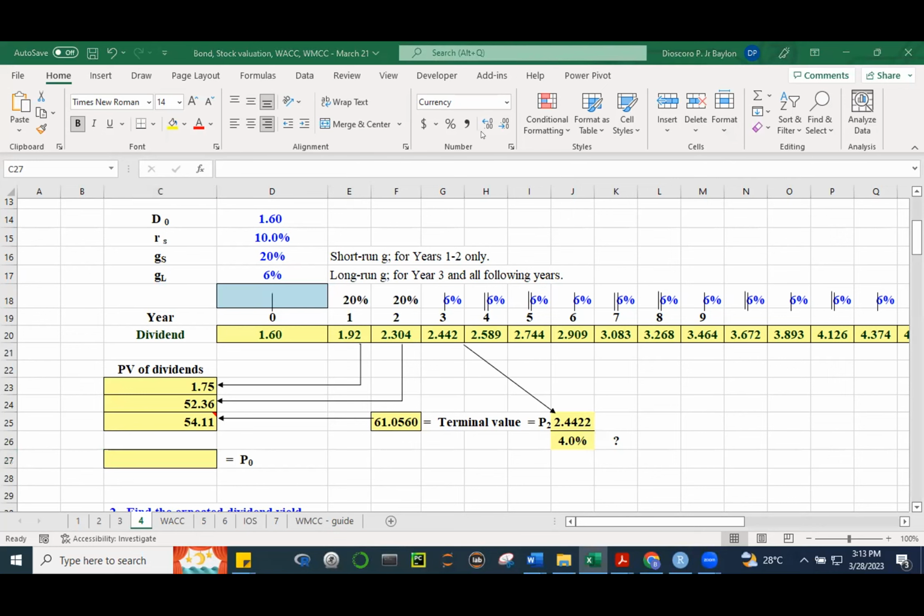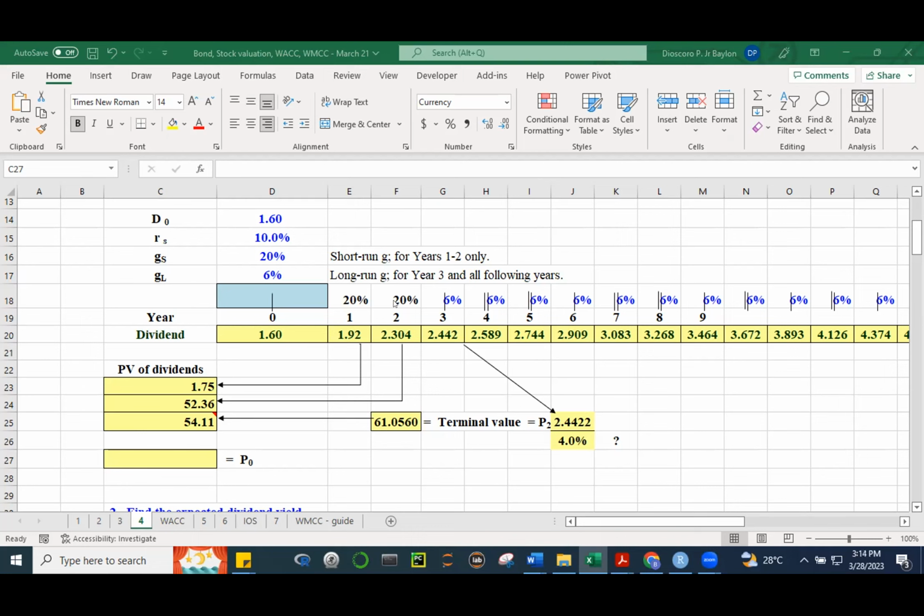All right. So we're told that the dividend now is 1.6. So it's best to plot your cash flow on your timeline. The dividend now at year zero, D0, is 1.6. Okay, so this will not figure in the determination of the stock price kasi historical na to eh. Nabigay na tong dividends na to.